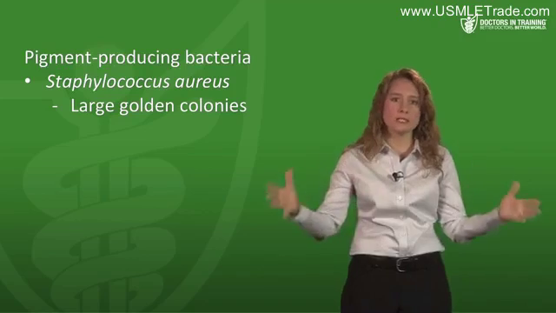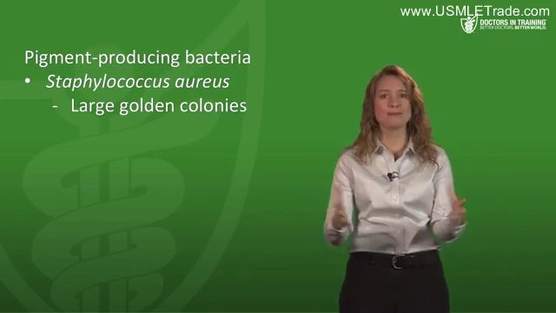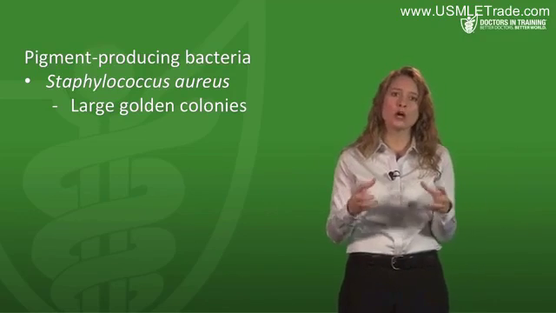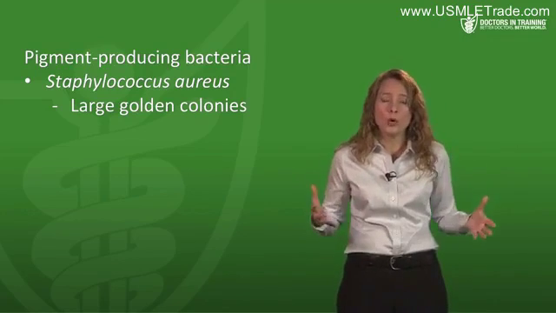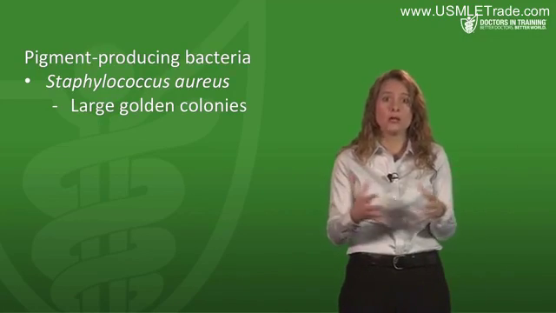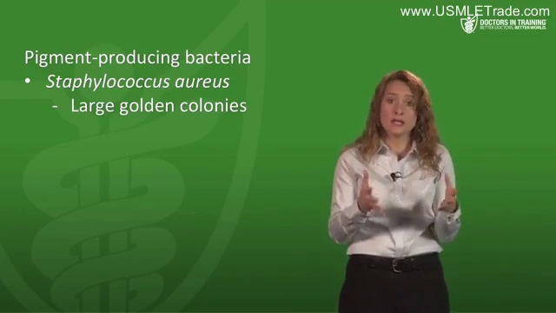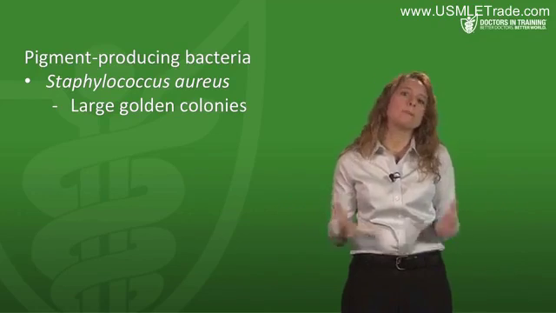So at this point, I would like to briefly mention some pigment-producing bacteria. Staph aureus happens to be one of them, so this just seems like a good place to fit that topic into our discussion. Staph aureus forms large golden colonies. That's the name aureus, which refers to this gold color. Remember that AU is the chemical symbol for gold, and Staph aureus has golden pigment.